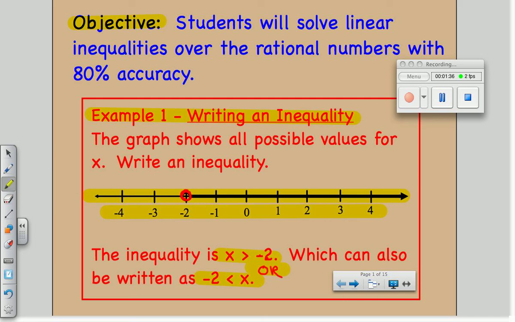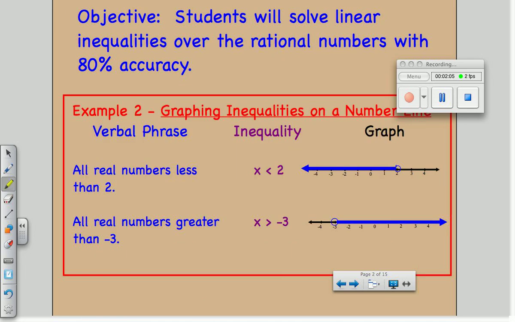So that's pretty much it for this screen, okay? And then you draw an arrow in the direction of greater than. I said X is all values that are greater than -2. So I circle -2, and X is the values greater. So I put an arrow in the direction of all these values that are greater. All these numbers here, all of them, are greater than -2, okay?